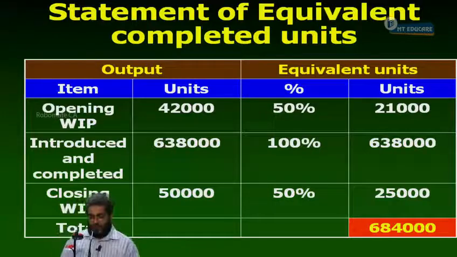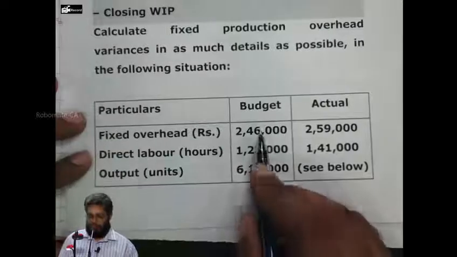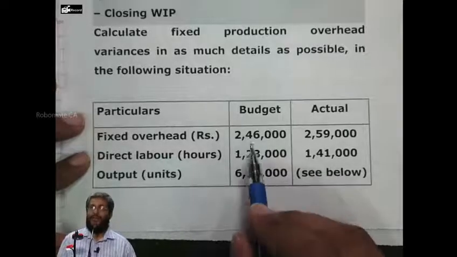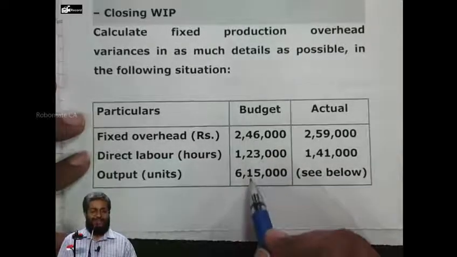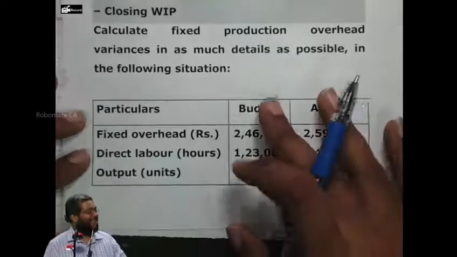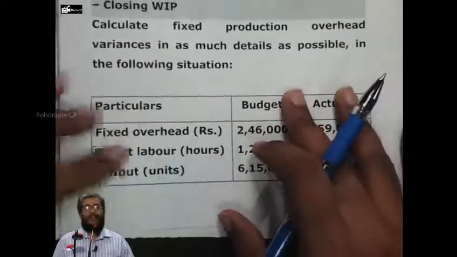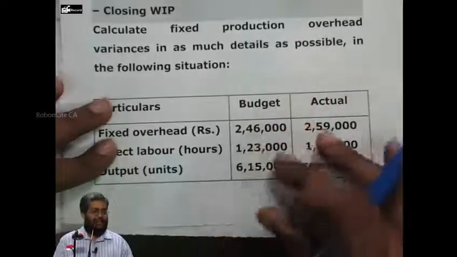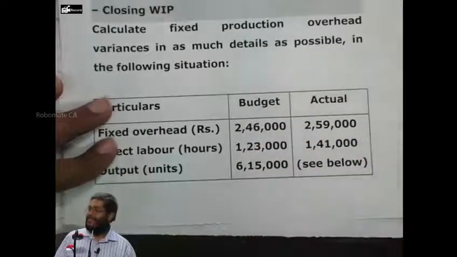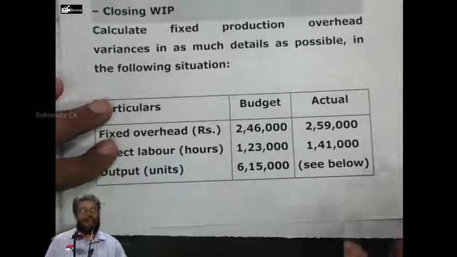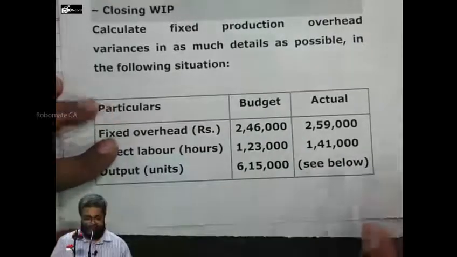What is the budgeted fixed overhead? 2,46,000 divided by 6,15,000. Tell me what is the number here? Tell me quickly. Instead of saying good night, tell me the answer. 2,46,000 divided by 6,15,000 gives you 0.40.